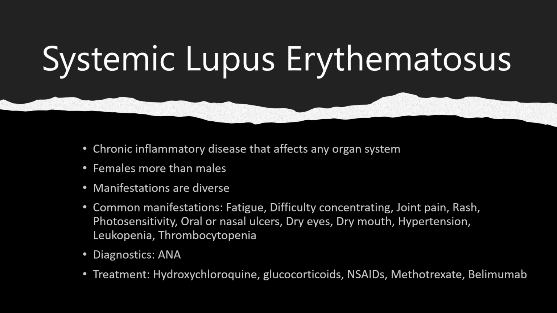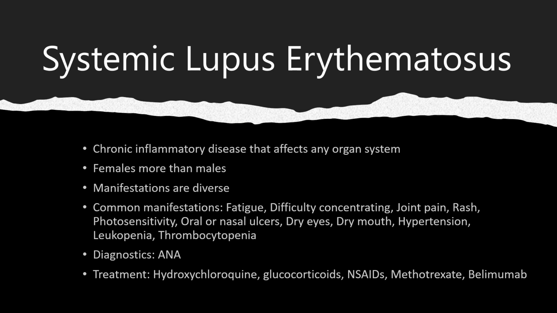The nurse might identify the following during a flare: fatigue, difficulty concentrating, joint pain, rash. On the face, they call it a butterfly rash, which goes across the cheeks over the bridge of the nose. Photosensitivity, oral or nasal ulcers, dry eyes, dry mouth, malar rash, hypertension, leukopenia, and thrombocytopenia.